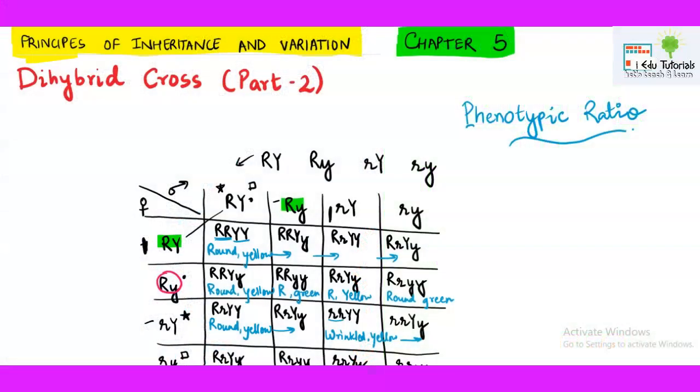Everyone, in this video we will discuss the remaining part of the dihybrid cross. We have already discussed how we need to go with the dihybrid cross. In this, we will finish up with the phenotypic ratio, genotypic ratio, and of course the probability of each offspring.